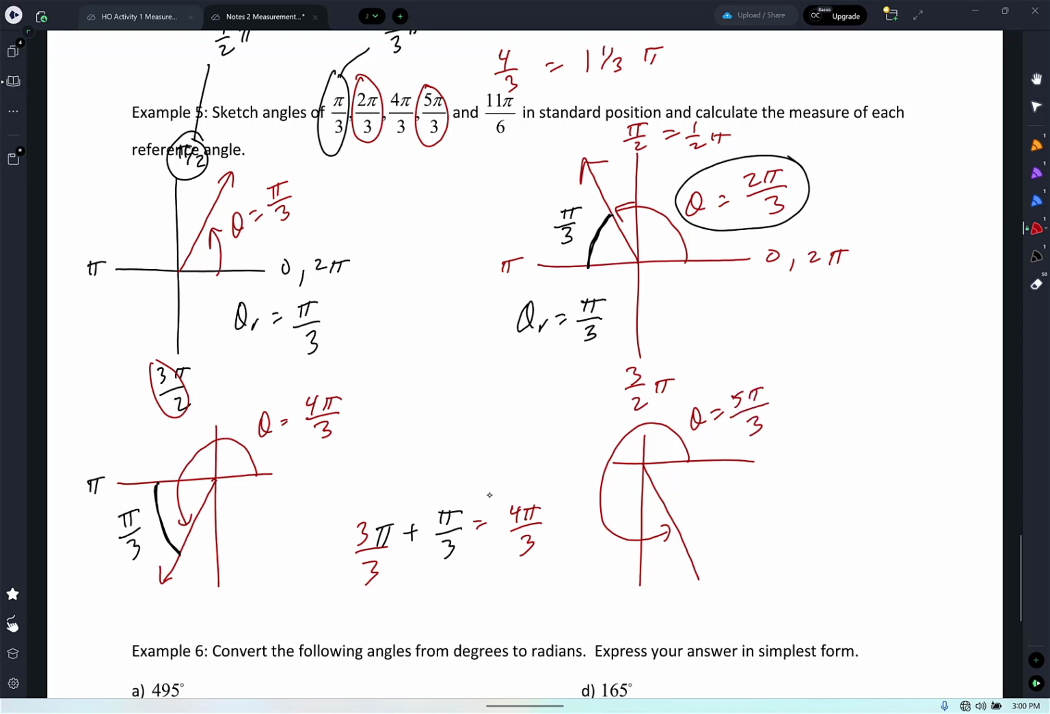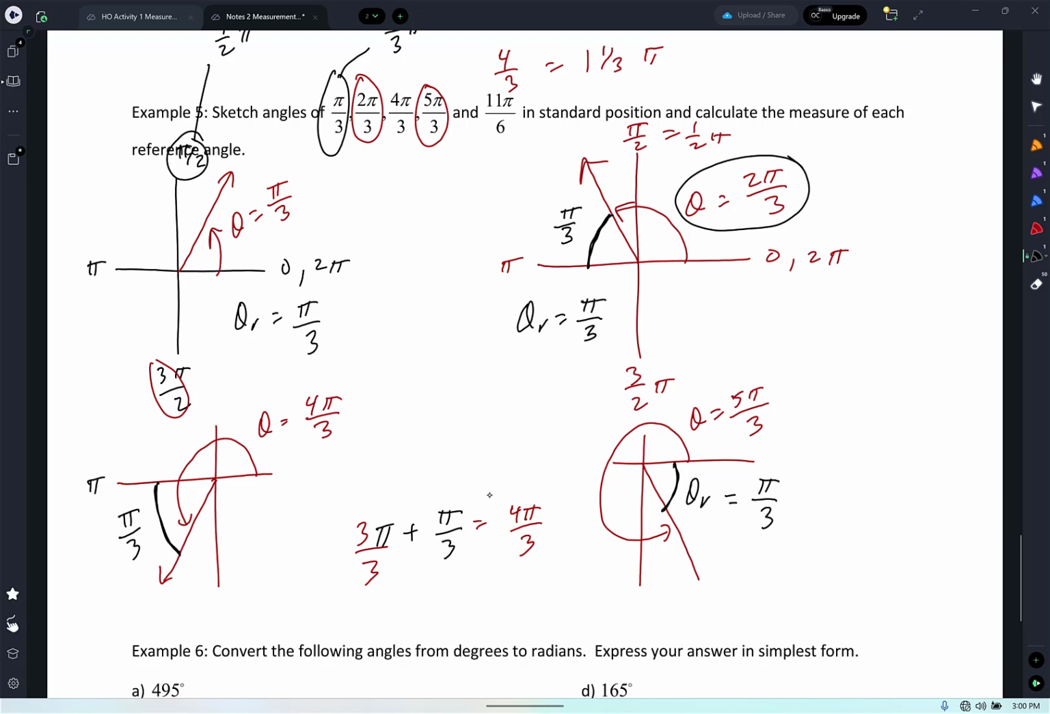So what is this gap to make it look? Well, look at that gap. If I fill that gap in, I'll be a whole revolution. So I am, again, pi over 3, because 5 pi over 3 plus pi over 3 is 6 pi over 3. And 6 pi over 3 is 2 pi. Do you guys see that?